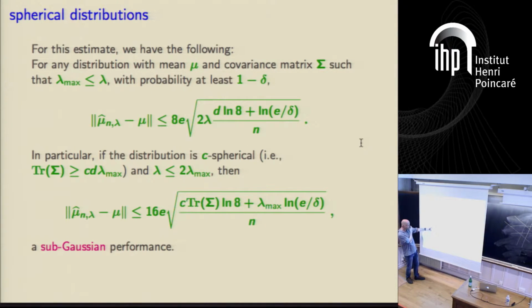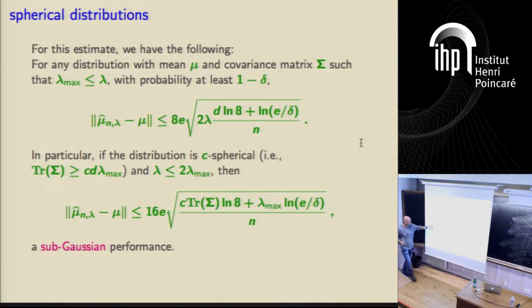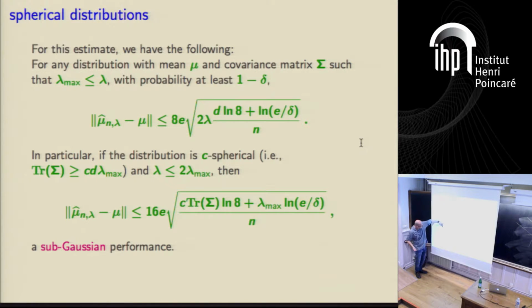Is this right? I guess it should be. So the trace is always less than d times lambda max, right? But now we say that if it's larger than some constant times that, then this is actually of the correct form, right? Because we have lambda times d here and lambda here. So lambda times d under this spherical assumption is really the trace.